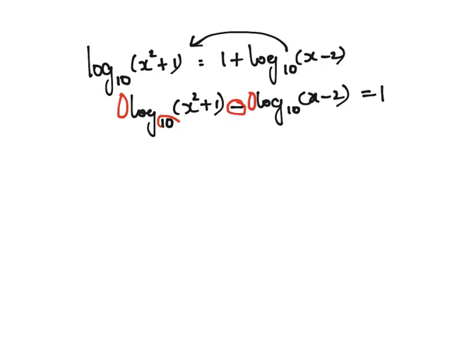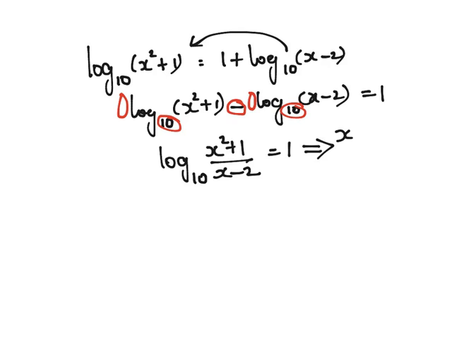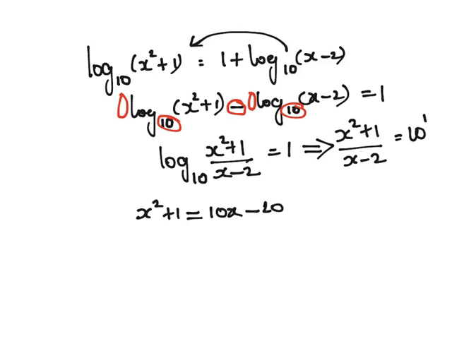The bases are same, so I can use the quotient rule. I get log of x squared plus 1 by x minus 2 equal to 1 to the base 10. Now let me write it in exponential form. So I'll get x squared plus 1 by x minus 2 equal to 10 power 1, which is 10. So cross multiply, I shall get x squared plus 1 equal to 10x minus 20.